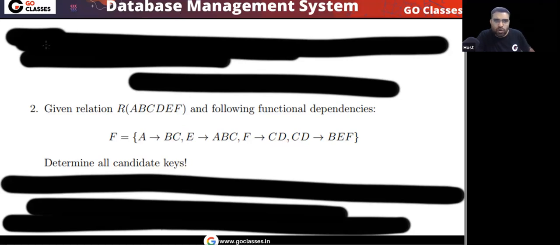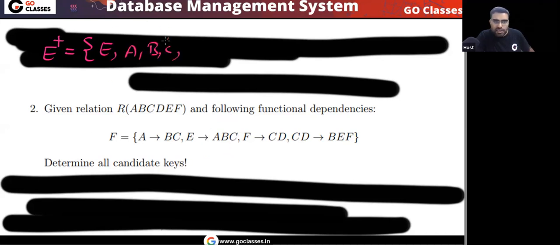So okay, let's check E. No problem. Anyway, we have to check everything, but let's start with E. So tell me, what is E plus? What can E bring? E can bring E by reflexivity. E can bring ABC.